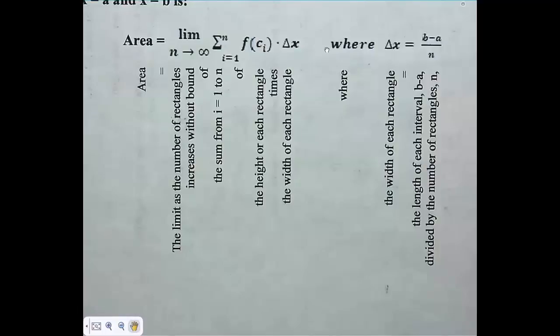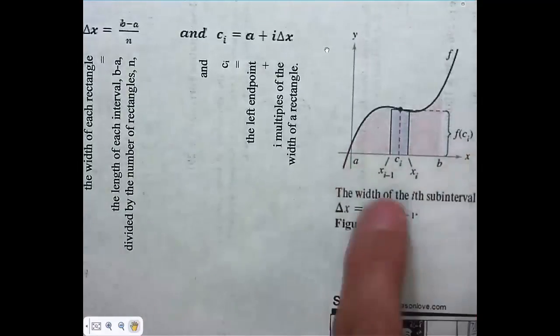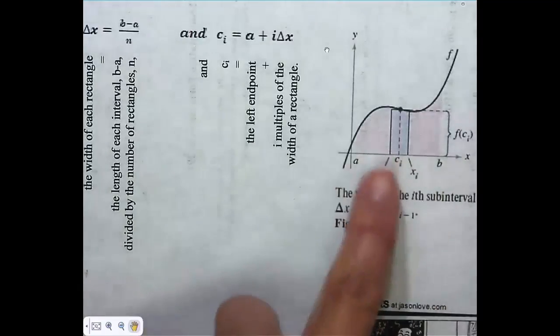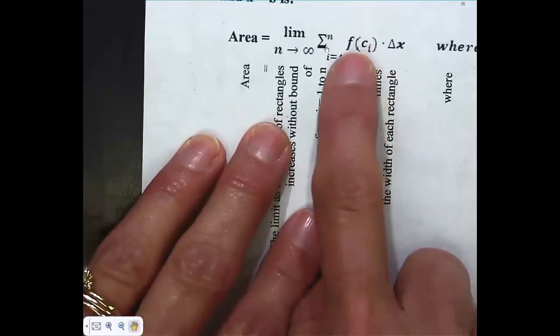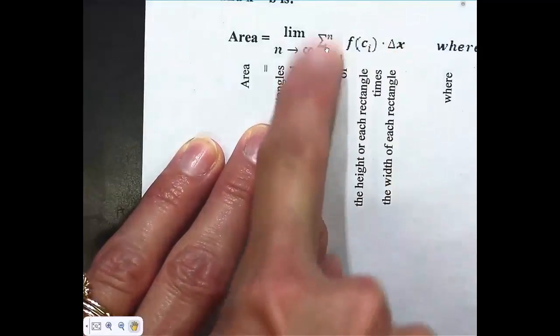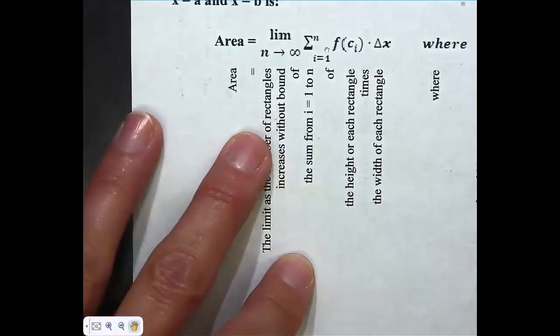Do you need some, is that okay, or you need some explanation? Yeah. What the heck? Well, delta x is just the width of a little rectangle. There are infinitely many rectangles in here. Delta x is just the width of one of the rectangles. f of c sub i would be the height of that rectangle. We're just summing up a bunch of heights times widths as the number of rectangles gets bigger and bigger and bigger. It makes sense that that would give us area.